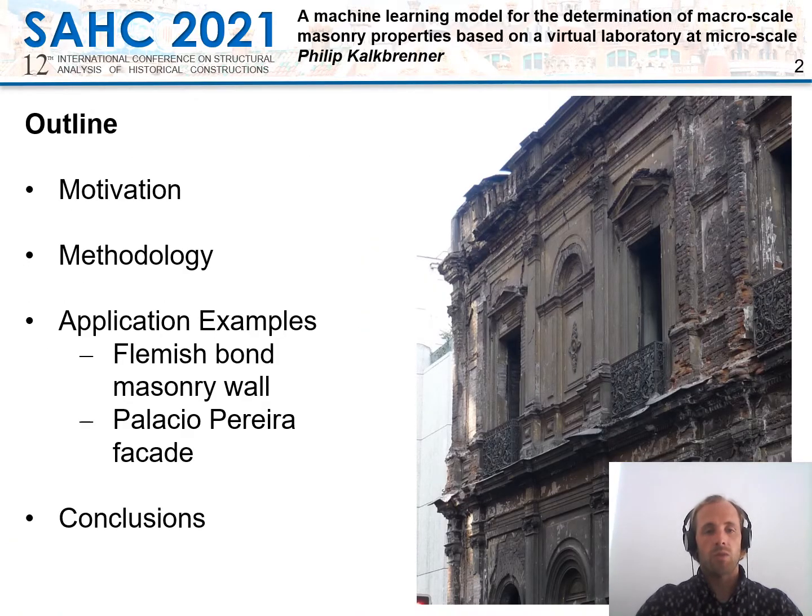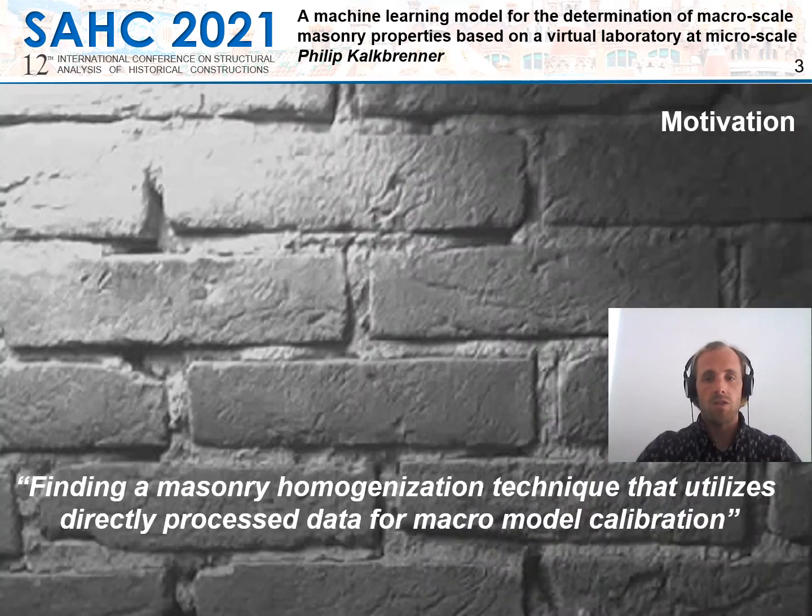Before starting, I would like to outline my research. I will give a short motivation why I'm working on machine learning models for the determination of material properties for masonry. Then I will explain my methodology, and after having done this, I will show you some application examples, and in the end we are going to conclude this research. So let's start with the motivation.